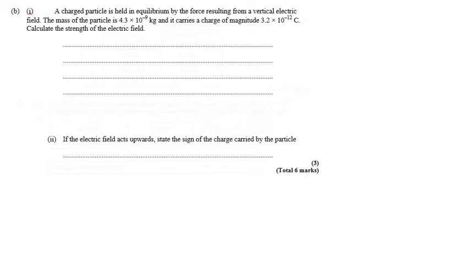In this question, we need to imagine a situation where a particle with some mass, which must be acting vertically downwards, is suspended by an electric field, which must act in the opposite direction to the weight which acts downwards. So here we can say that the upwards force, which must be equal to EQ, must be equal to the weight, which is mg.